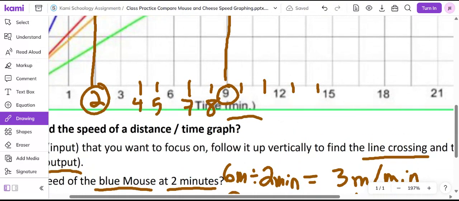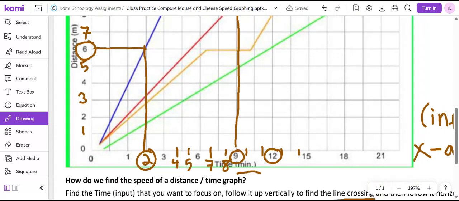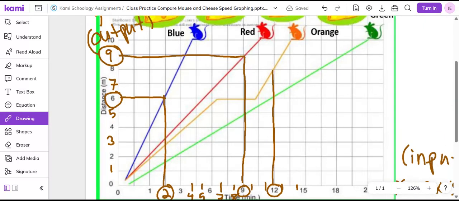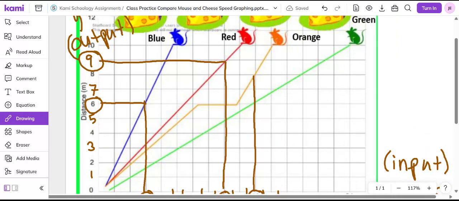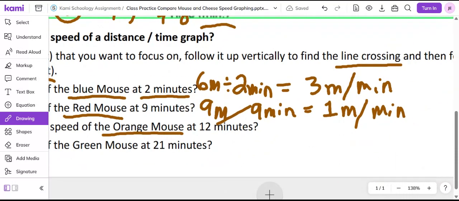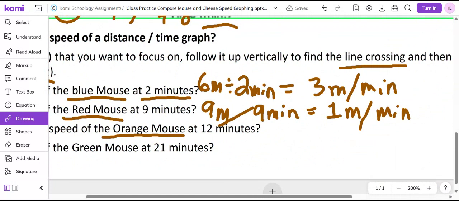All right, so we're going to go over here at 12 minutes. There's 12 minutes, so time is our input. All right, looks like that's going to be orange. And then we got 8 as our output. So the mouse was going 12 minutes and it ended up going 8 meters. 12 minutes over 8 meters.